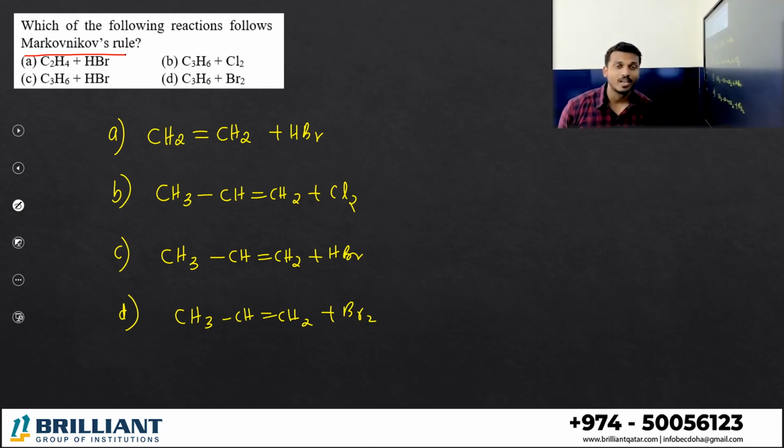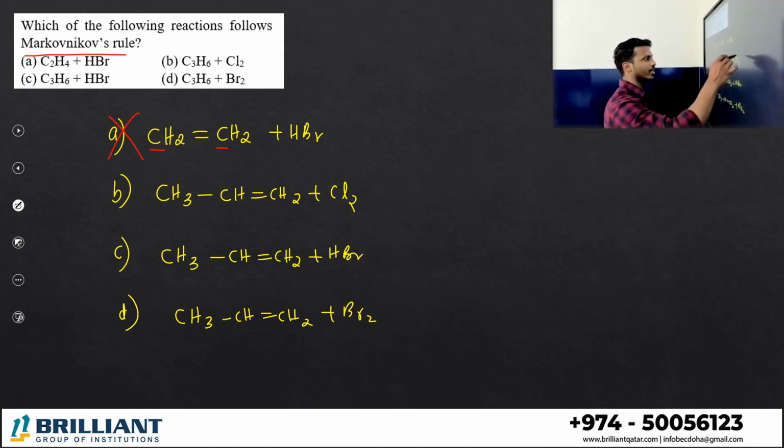Markovnikov rule means the alkene should be an unsymmetrical alkene. Option A we can cut because option A is a symmetrical alkene. What is a symmetrical alkene? Both double bond carbons contain an equal number of hydrogens. It's symmetrical, so it does not take place. B, C, D can be the answer.